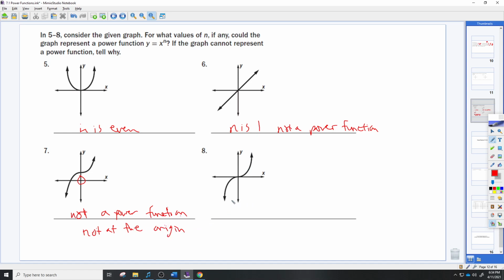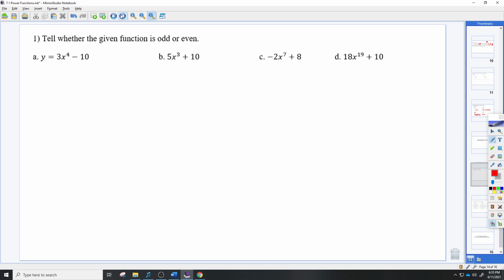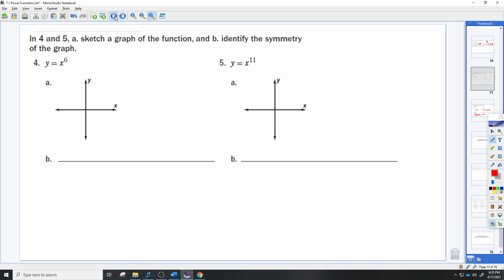It's not the origin. And then lastly, this shape here gives you the odd ones. So n is odd. And that should be enough for you to finish up everything else for 7-1.